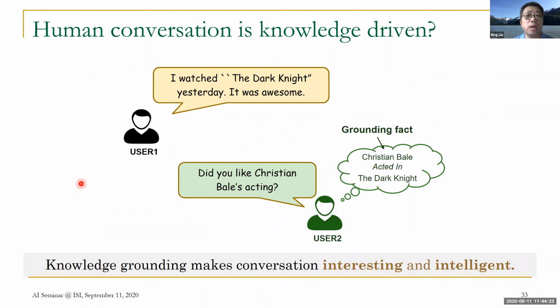So I think human conversation is mainly knowledge-driven. For this example, one user said, I watched the Dark Knight yesterday, it was awesome. And then this person has some knowledge that Christian Bale acted in this particular movie, and said, did you like Christian Bale's acting? So you can see the knowledge helps generate this utterance from the second user. So how can we use this in our learning process?